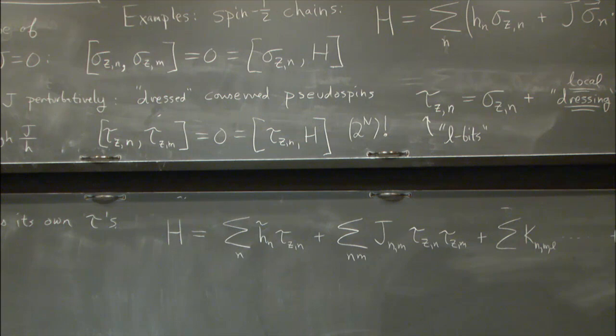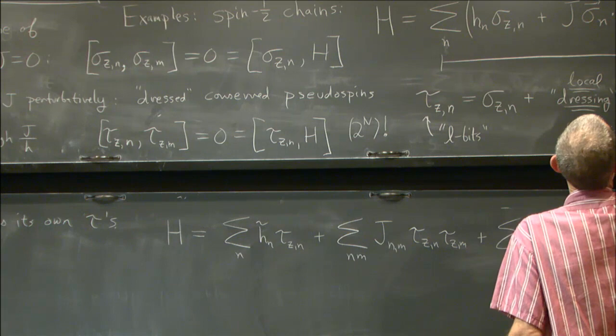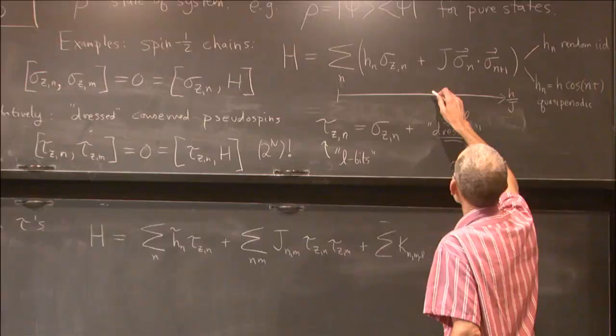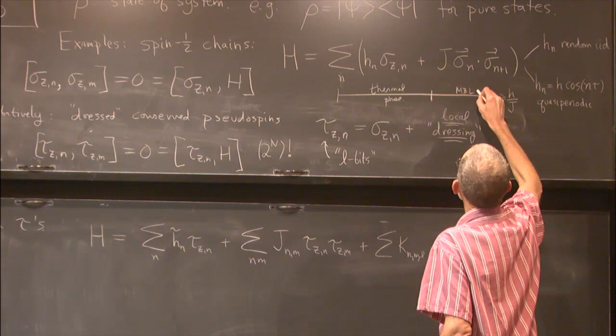Okay, and we have a phase transition. So let's take this model here. I'll draw its phase diagram down here. We often look at it this way: H over J, so this is the randomness. And there's the thermal phase here, and there's the MBL phase here. And there's a phase transition, or maybe more than one phase transition if there's an intermediate thing.